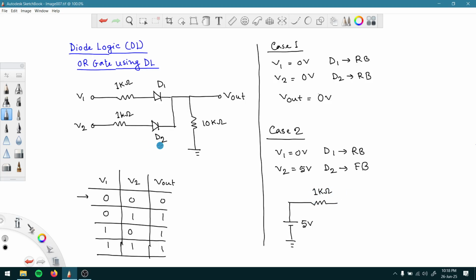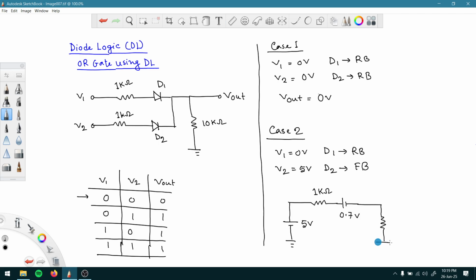Then D2. Everywhere in this kind of analysis we will try to use the constant voltage drop model. That means all the forward biased diodes should be replaced by 0.7 volt for a silicon diode. So we are going to do that. Here we are going to use a voltage source like this, and the voltage of that voltage source should be 0.7 volt.